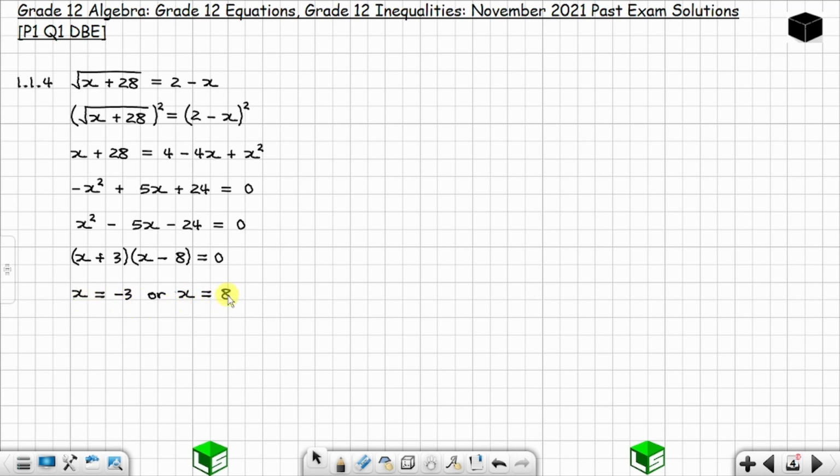Let's try this one. You have x is equal to 8. You plug 8 there. Now you have 8 plus 28, which is 36. The square root of 36 is 6, so you have 6 on the left. Let's see on the right. You have 2 minus 8, which is negative 6. Can you see you have 6 this side, but you have negative 6 on the right? So this is not a valid answer. Let's reject this: x is not equal to 8. You only have x is equal to negative 3. So always make sure that you check your answers.